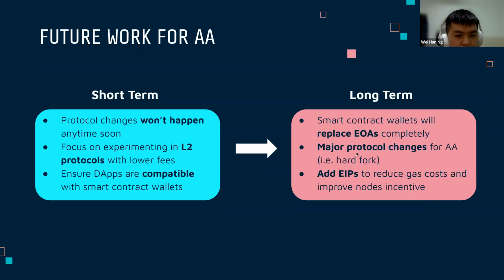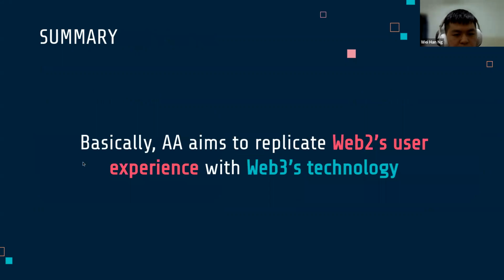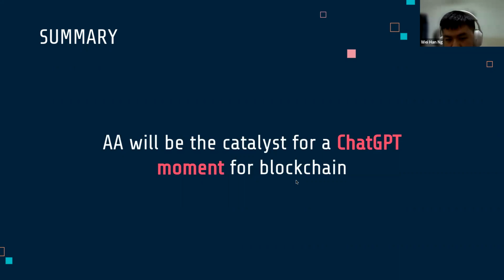So we are reaching the end. Just to summarize, what account abstraction is trying to do is to replicate Web2's user experience with Web3's technology, as simple as that. It focuses mainly on the user experience. In my opinion, why am I so excited for account abstraction is because I believe it will be the catalyst for a ChatGPT moment for blockchain. If you want to onboard more users, I think account abstraction will be the key catalyst to onboard, let's say, 100 million users into the entire ecosystem.